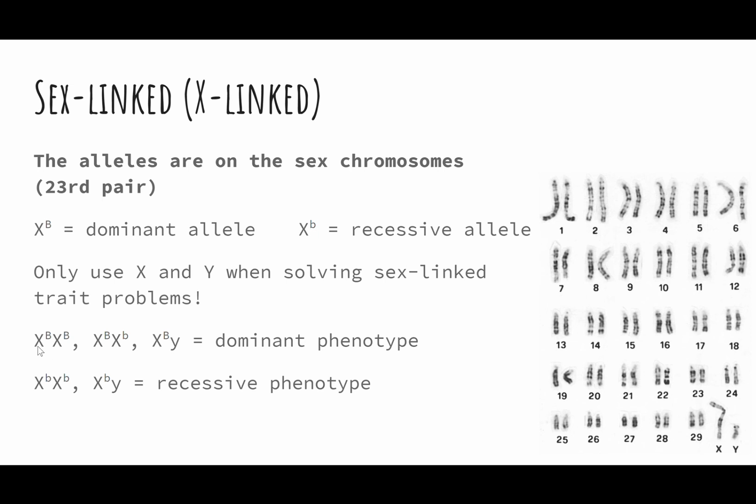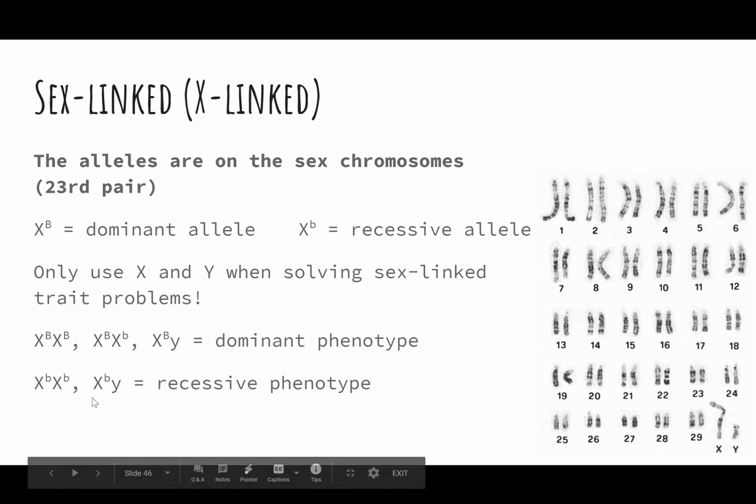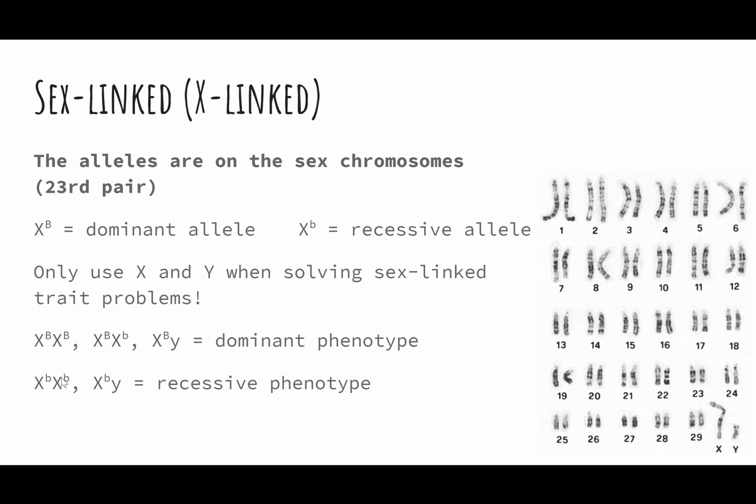Okay, and so here would be the different combinations that would produce a dominant phenotype. So you see here, any genotype that includes at least one big letter that's attached to the X. And then the recessive phenotypes would be any combination that only has small recessive alleles, so the small letter.